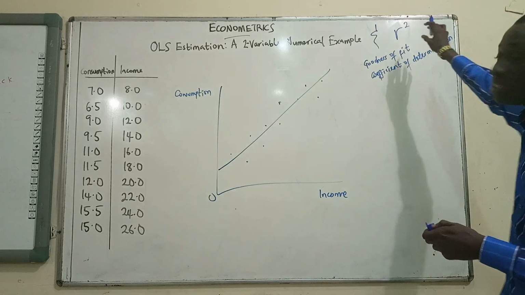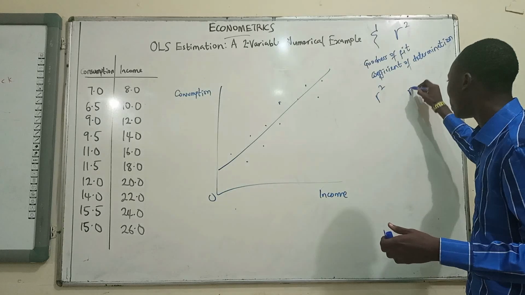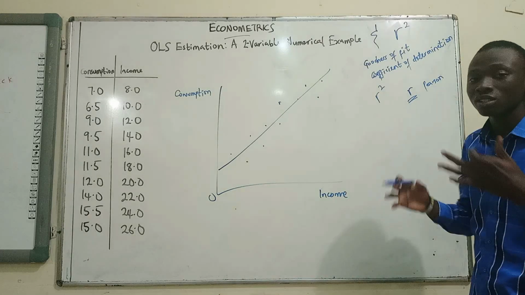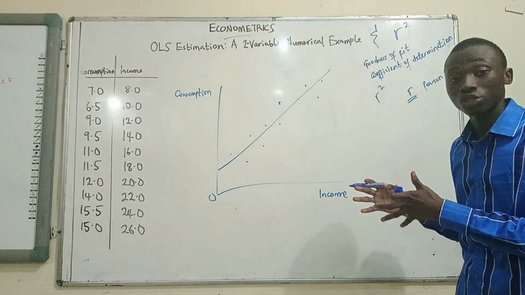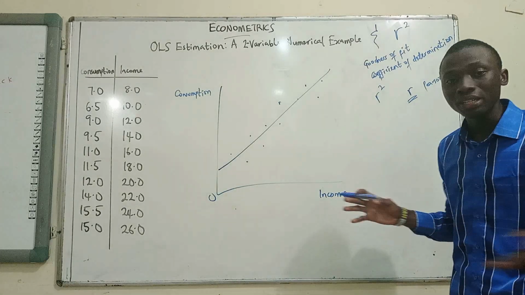So we see this R squared. We've done something similar to this. You remember the Pearson correlation coefficient. R squared is in a way similar. In fact, if you square your Pearson correlation coefficient, you get your R squared. But it's in a way different too.